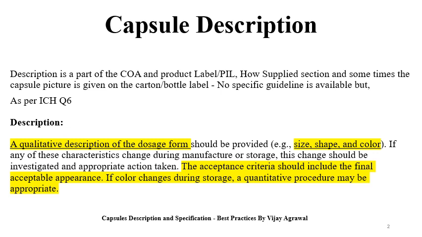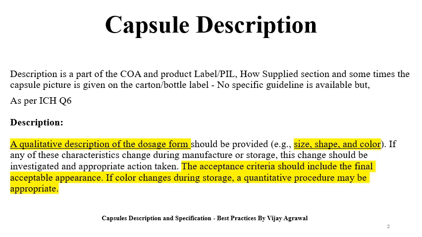Capsule description. See, the description of the formulation is a part of the COA and product label. It is a part of the how supplied section and the patient information leaflet. Sometimes the capsule picture is given on the carton or bottle label. There are no specific guidelines available for the capsule description, but we can refer to ICH-Q6 for description.